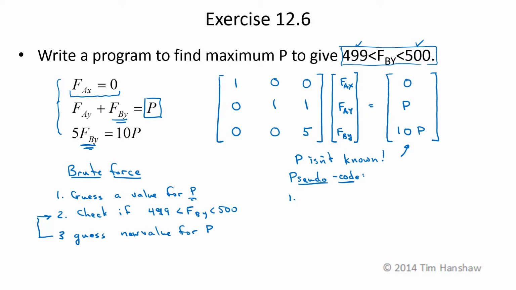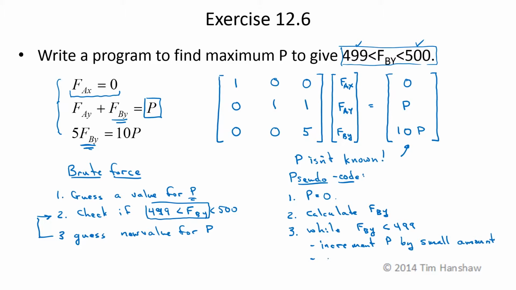I think I'll start out with a really low value for p and just increment it by a little bit each time until fby gets to be over 499. So let's set p equal to 0. Then I'll calculate fby corresponding to that p, and I can do a looping structure to say that as long as fby is less than 499, I'm going to add a little bit to p. So increment p by a small amount. For that p, I'll calculate a new fby, and then I'll just keep doing that until fby gets to be greater than 499. Let's go to Matlab and implement this algorithm and see how it works.